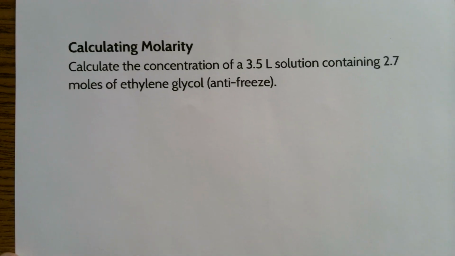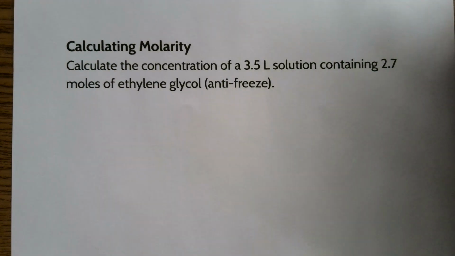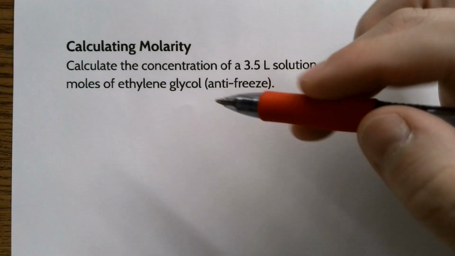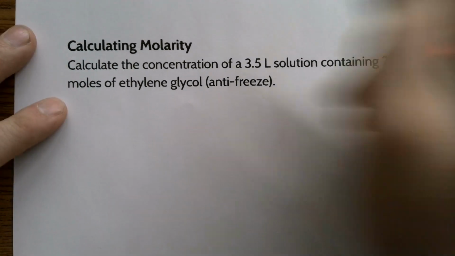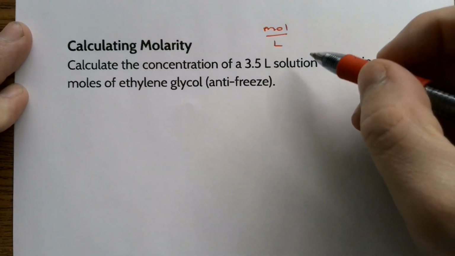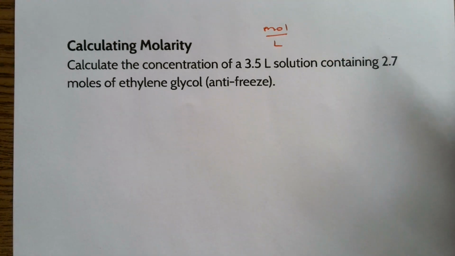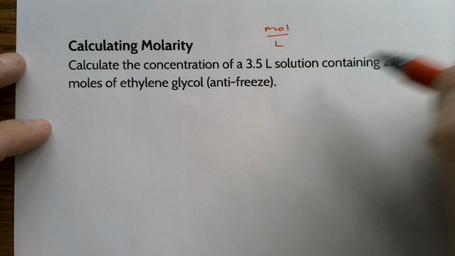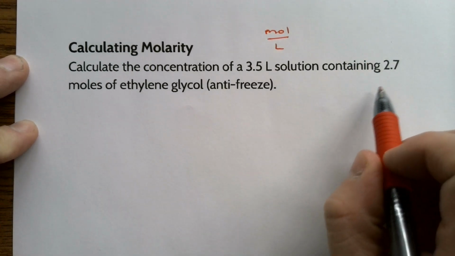So in this first problem, we have to calculate the concentration of a 3.5 liter solution, and it contains 2.7 moles of ethylene glycol, or antifreeze. The units for molarity is moles per liter. So if we have 1 liter of substance, how many moles of a substance are in that liter? In this instance, we have 3.5 liters, and we have this many moles of it.